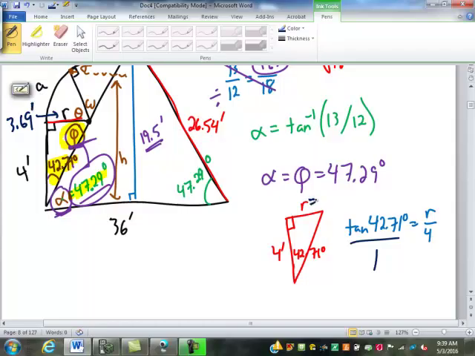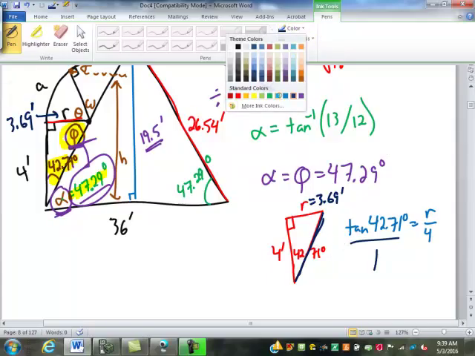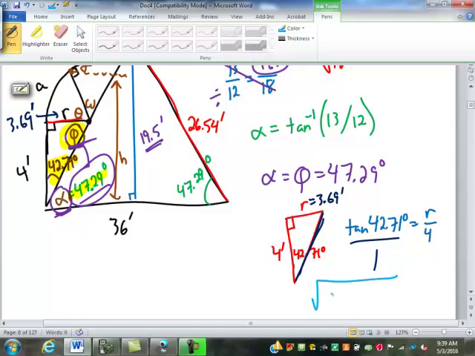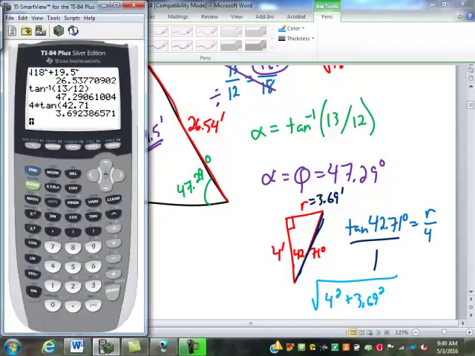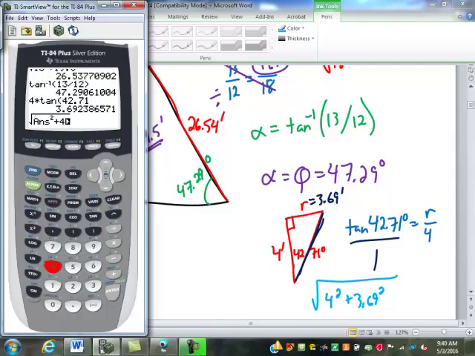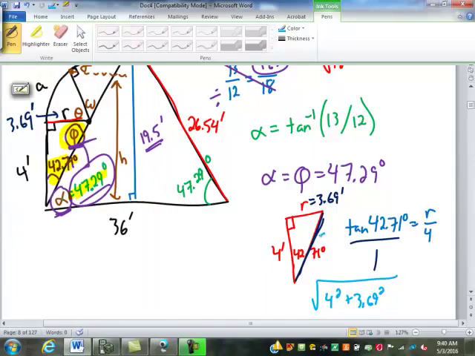Now, I also want to find this side of this triangle. It's very important that I find that side of the triangle. And that is going to be found by doing the square root of 4 squared plus 3.69 squared. I'm just leaving it in my calculator here. So I'm going to do second square root of that answer squared plus 4 squared. 5.44 is that length.